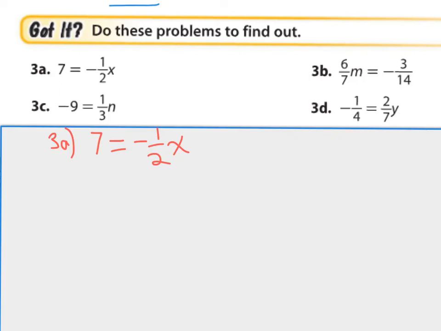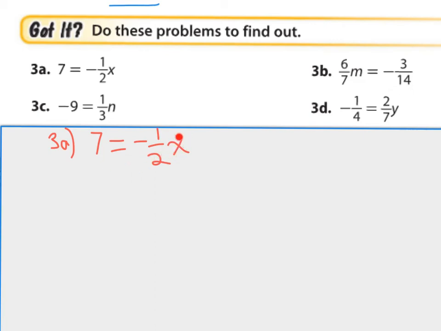Question 3a is telling us that 7 is -1/2 of a number. Okay, so if I find the -1/2 of a number and I get 7, that means this number must be negative, right? Because negative times negative equals positive.